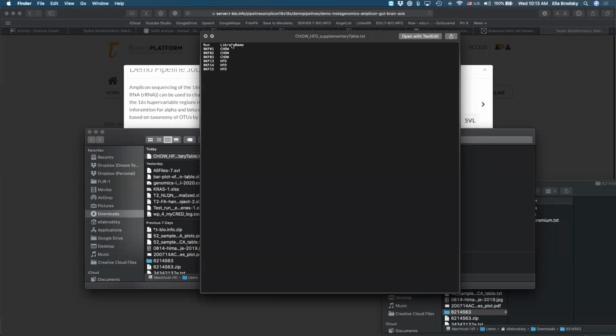Okay, so this is an important file because if you ever want to run this kind of input, this is the input file. So if you ever want to run this kind of a pipeline, you need to annotate your samples in a way that the script knows which ones are which.